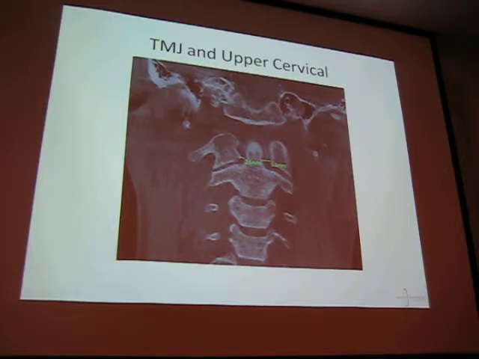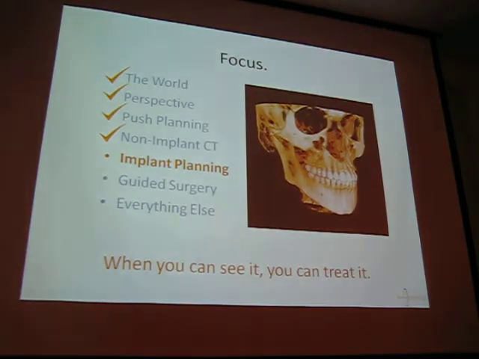If you've ever treated TMJ repeatedly and you just can't quite get it, take a look and see if that axis is off those occipits. More often than not, that can solve the problem. So that's the non-implant side of CT.